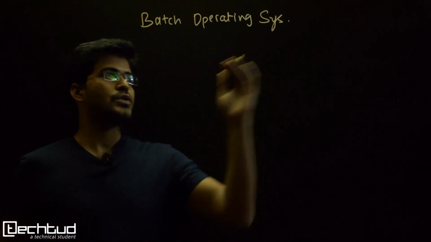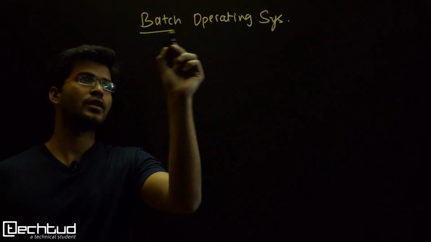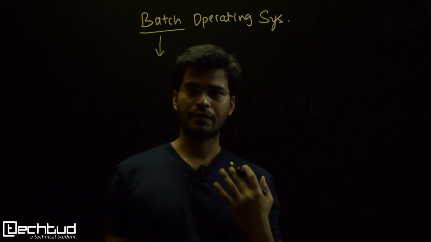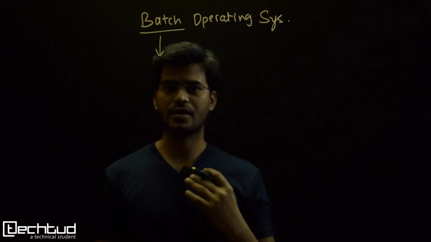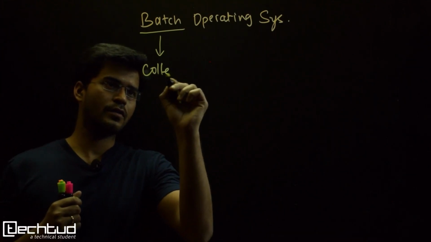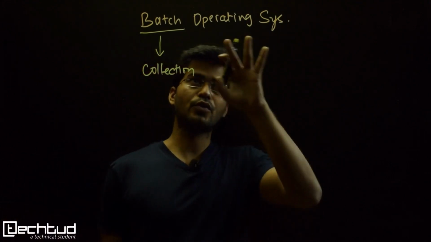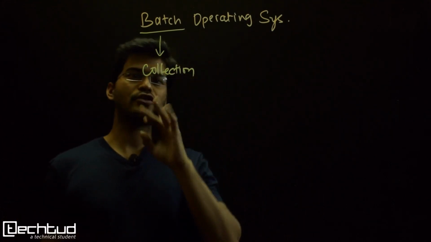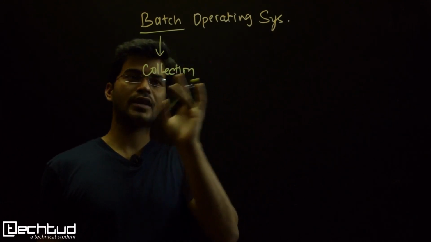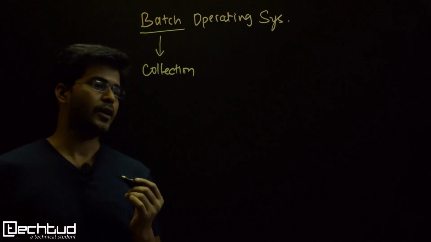So to start with, what is batch operating system? Batch is, for example, you have a batch of 50 or 60 students in your class. So this is a collection. Batch means basically a collection, and operating system, now you know operating system. So batch operating system means the operating system which works on the collection of jobs.